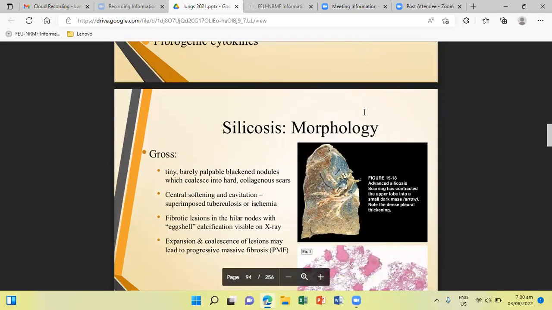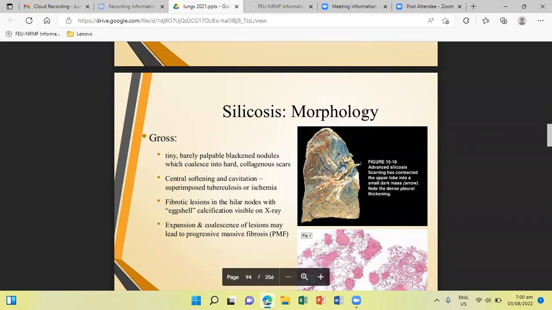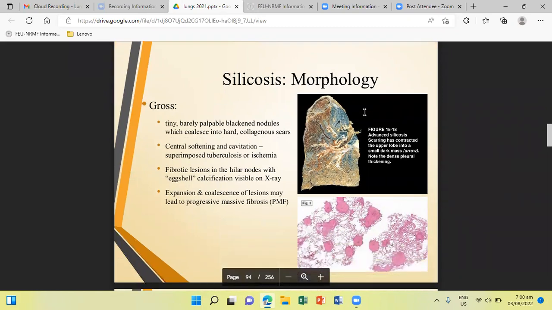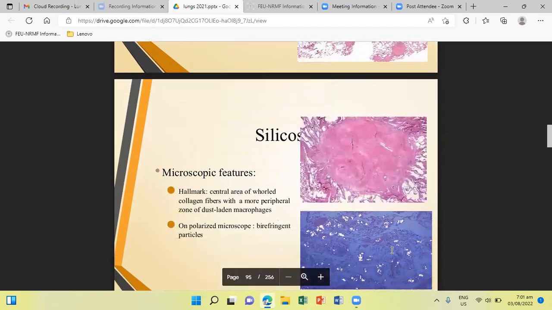In silicosis, it is characterized grossly by discrete pale to blackened nodules, often seen in the hilar nodes, usually then in the upper lobes of the lungs. As the disease progresses, these nodules tend to coalesce into hard collagenous scars. So as you can see here, the nodules are very much evident. Fibrotic lesions may occur eventually in the hilar lymph nodes and in the pleura. Sometimes calcification may also be present. So let's take a look at it closer.